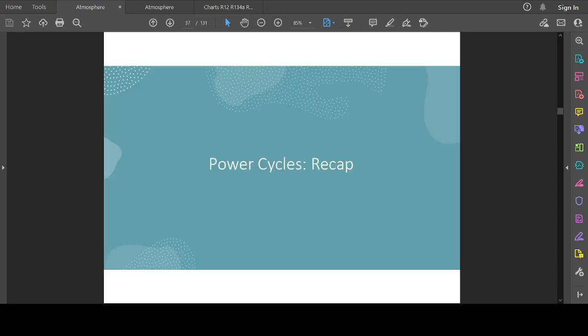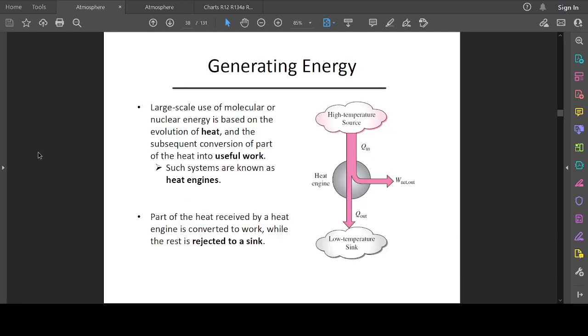We'll start by recapping what we know so far on the gas power cycles. For generating energy, a large scale use of molecular or nuclear energy is based on the evolution of heat and the subsequent conversion of part of that heat into useful work. Such systems are known as heat engines.